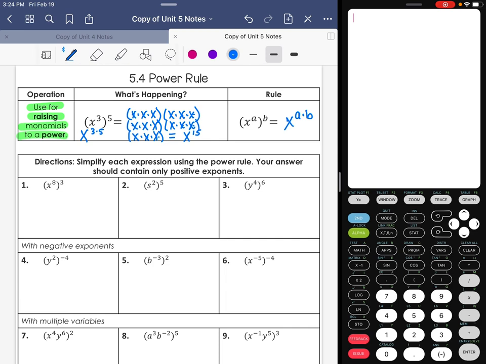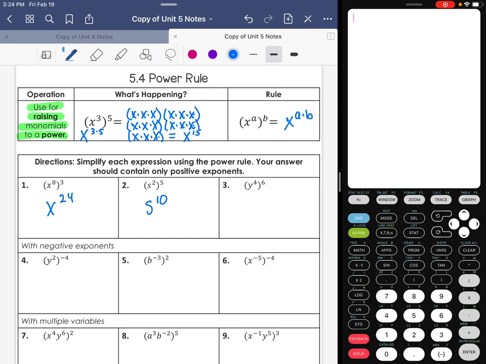These first few, super easy. You've got x to the 8th power to the 3rd power. You just do 8 times 3 and get 24. Next one, if you have s to the 2nd power to the 5th power, you end up with s to the 10th power, because 2 times 5 is 10. And then you've got 6 times 4. I'll let you guys do that one.